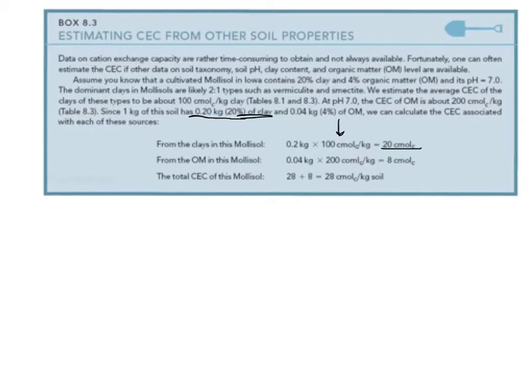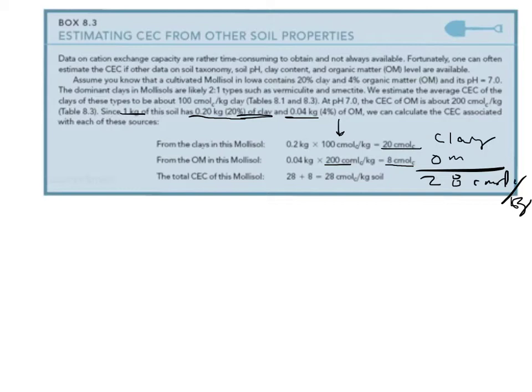The other part of it is the organic matter. We only have 0.04 kilograms out of 1 kilogram, right? We only have 4% of a kilogram. So 0.04 kilograms times that 200 centimoles of charge gives us 8 centimoles of charge from the organic matter. So this is OM, this is from clay. We add those together and we get 28 centimoles of charge per kilogram if we only know the type of clay and the percent organic matter. Those are the only two things we knew.